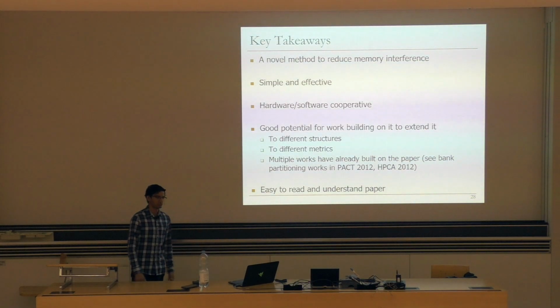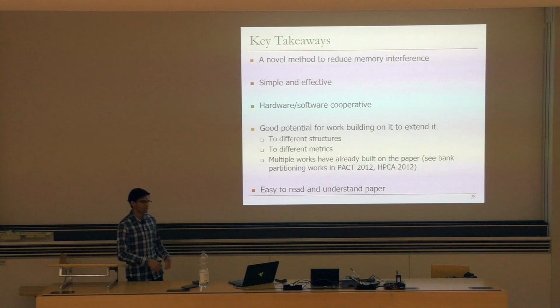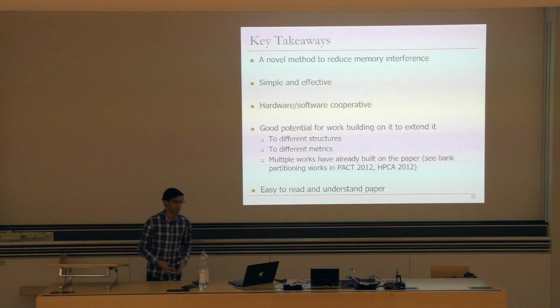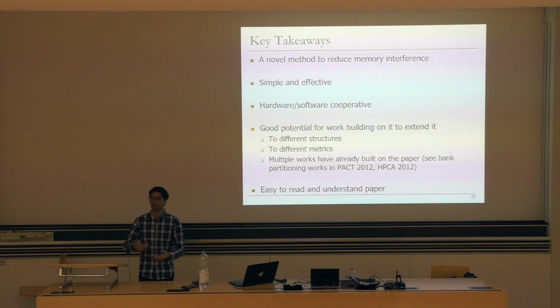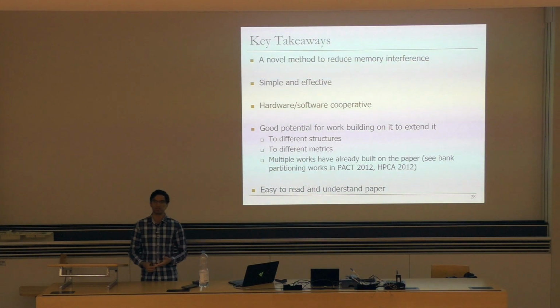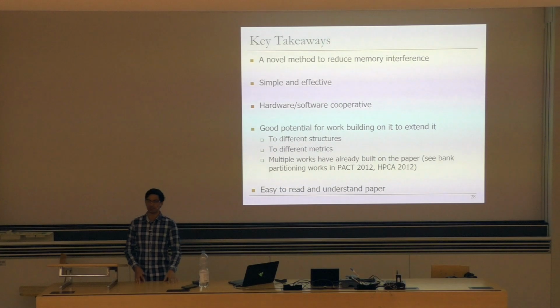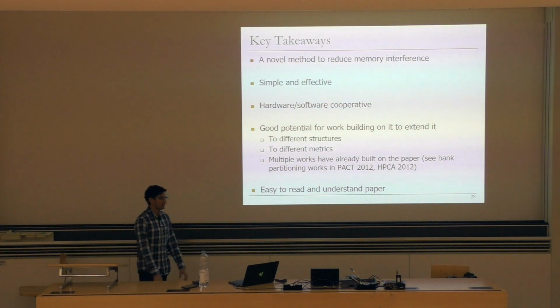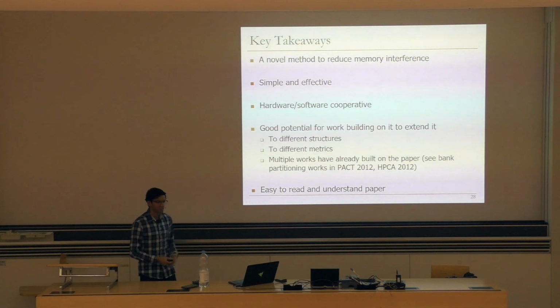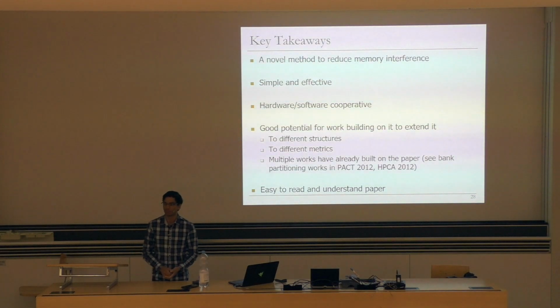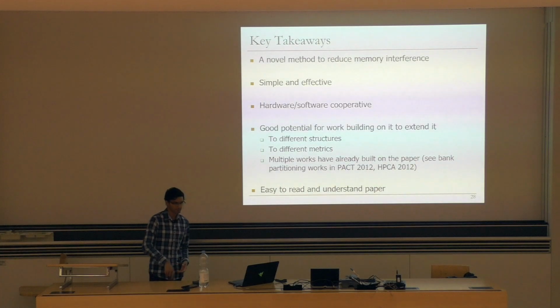There's also very good potential for work to build on it, right? So we talked about different structures, meaning at different levels of the hierarchy. There's even different metrics we can look at, because this paper looks at memory intensity and row buffer locality, but those are by no means the only metrics that we can study. And as I said, multiple works have already built upon this paper. And finally, it's a very easy to read and very accessible paper, so you can go take a look at it if you're interested.